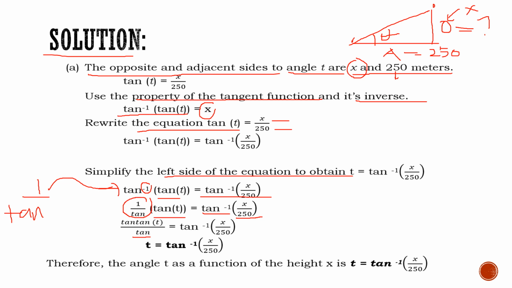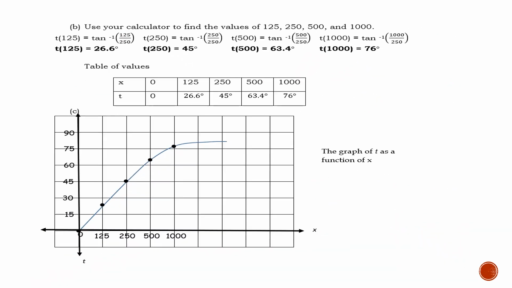So as you can see here, your tangent of x, or the inverse tangent of x over 250. Therefore, that angle t as a function of height x is t equals the inverse tangent of x over 250. So this will be the value of your function that will represent your angle t.